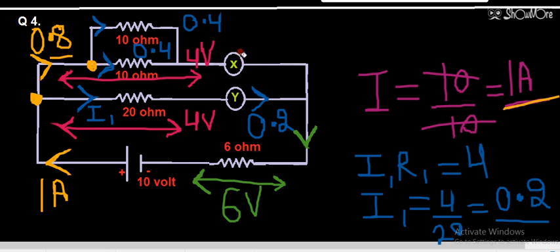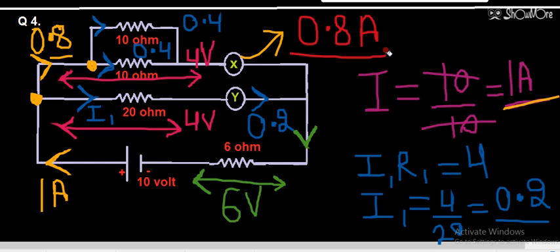So that means X is the device which is an ammeter, and this device will obviously measure which value? It will measure the value of 0.8 ampere current. So this is the value that this ammeter will read. So this ammeter will read 0.8 ampere. You can note down this step.